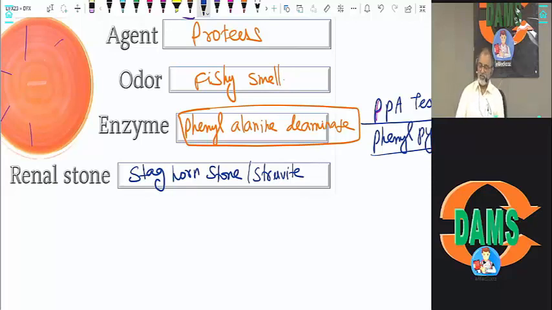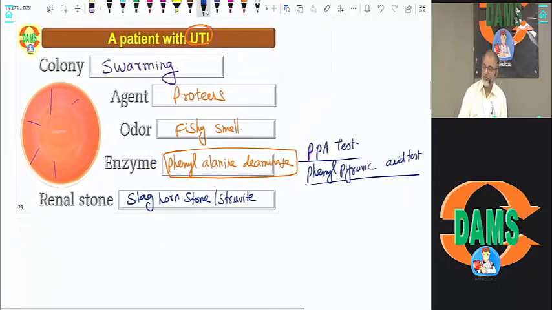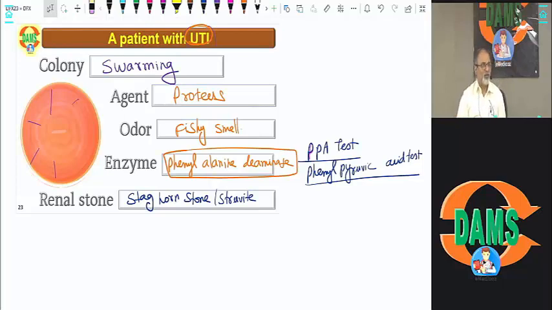Got it? That's all. It is about Proteus. You must know points in Proteus. Proteus causes UTI with renal stone. Important enzyme, phenylalanine deaminase. Fishy smell, exhibits swarming, UTI. That's all. These 4-5 points you must know in Proteus.